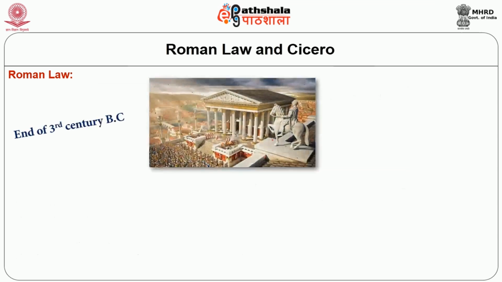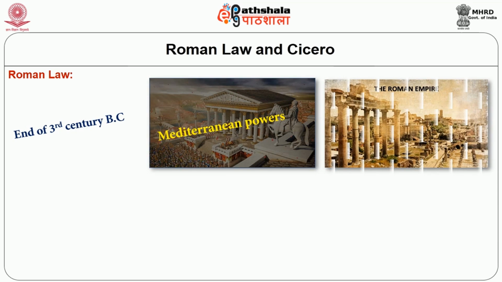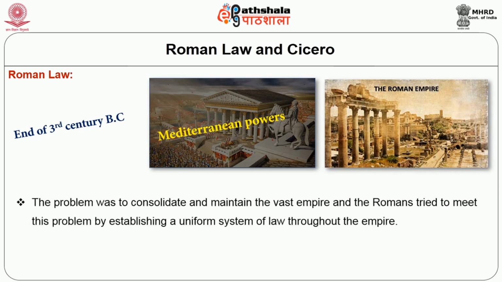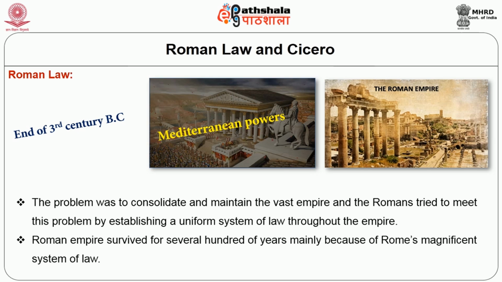By the end of the 3rd century BC, Rome became one of the major Mediterranean powers. The problem was to consolidate and maintain the vast empire, and the Romans tried to meet this problem by establishing a uniform system of law throughout the empire. The Roman Empire survived for hundreds of years mainly because of this system of law.